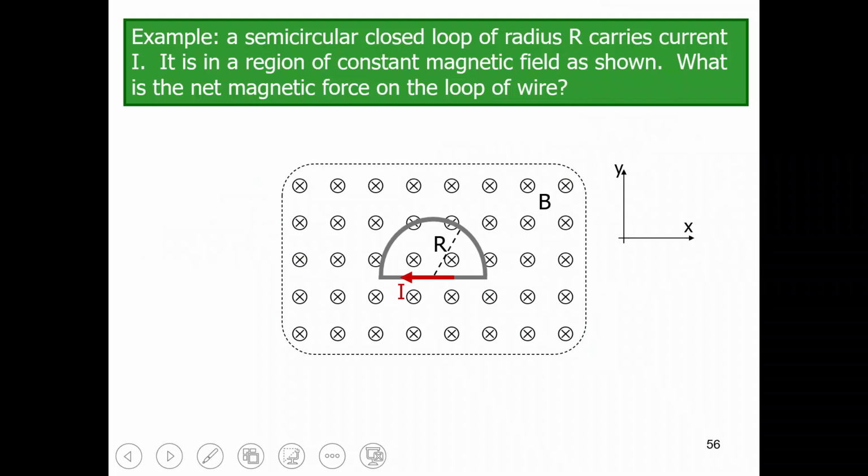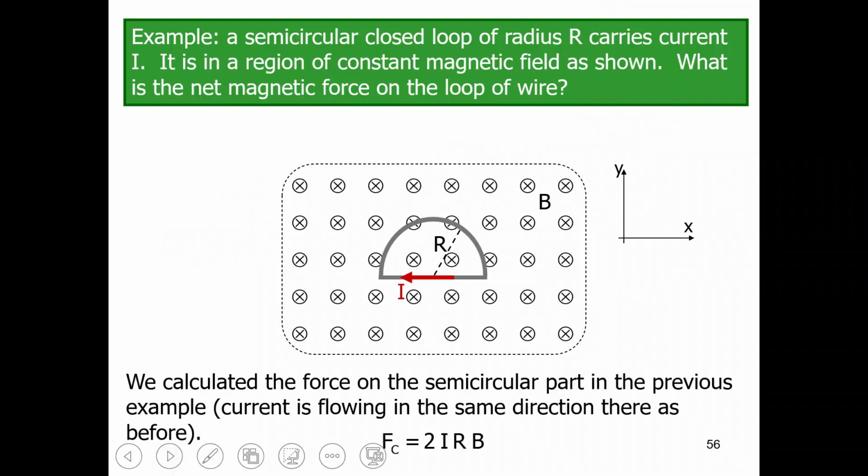So here's another example. We have a semicircular closed loop of radius r carrying a current of I. It's fully enclosed in the region, and we want to know what is the net magnetic force on the loop of wire. Well, we're going to draw on what we've already done. So we know that that semicircular section from the previous result is going to be 2IRB, and it's going to point upwards. And you could use the right-hand rule to show that.